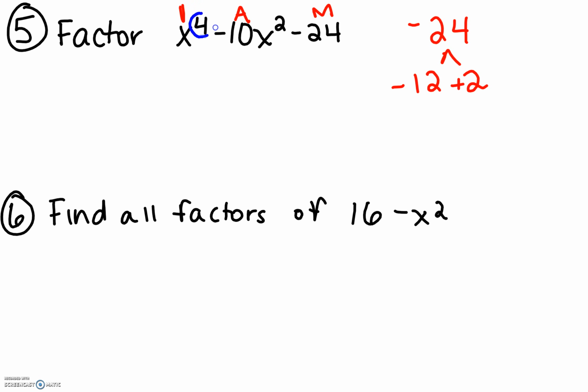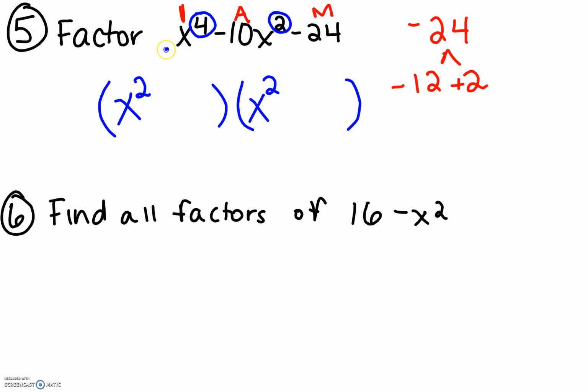Just remember, that's to the 4th power, that's to the 2nd power. So instead of writing just an x and an x, we're actually going to put x squared, because x squared times x squared will get us our x to the 4th, and when we combine our like terms, when we double distribute, we'd have our x squared. So we're going to take x squared, place them in our factor bubbles, and we're going to take a negative 12 and a positive 2.